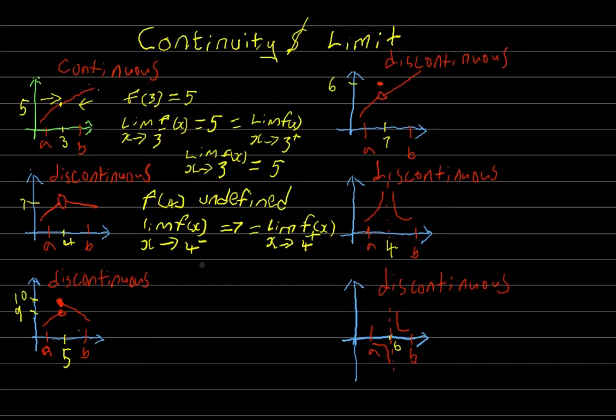So we can conclude that the limit as x approaches 4 of f of x is 7. As long as the left hand limit is equal to the right hand limit, then the limit does exist.